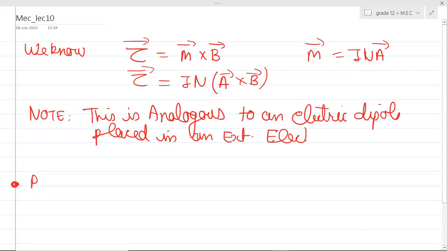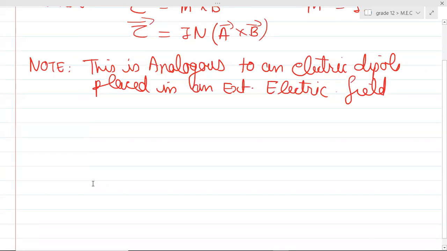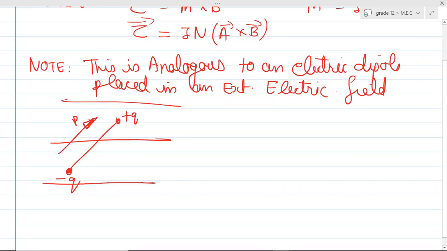Can you see, guys? Is this the same thing as your electric dipole placed in an external electric field? And what was the torque in that case? Suppose there was a dipole, placed like this. Suppose this was minus q charge, this was plus q charge. Basically, this was the direction of P. Everyone remembers the electric dipole concept, right? So this was the direction of P, and let's say this is placed in an external electric field like this.